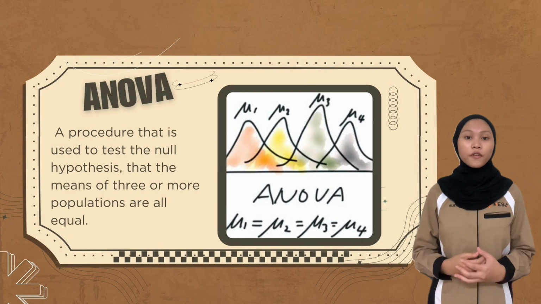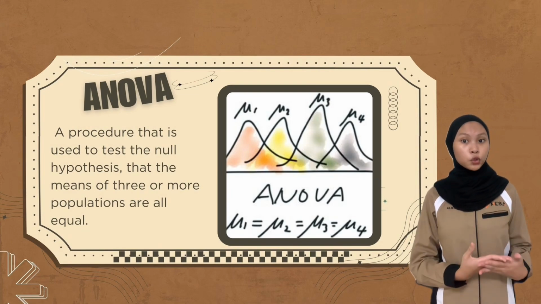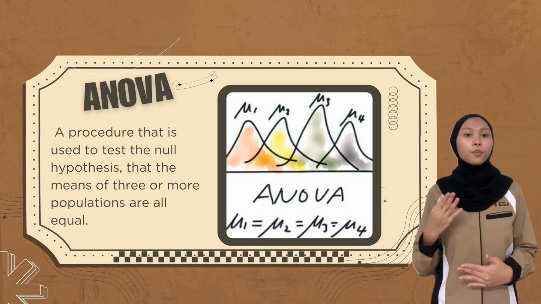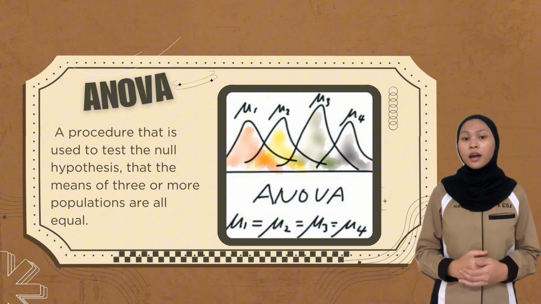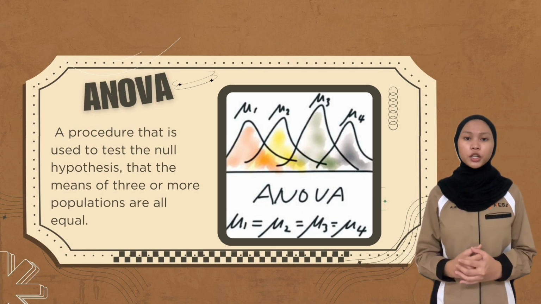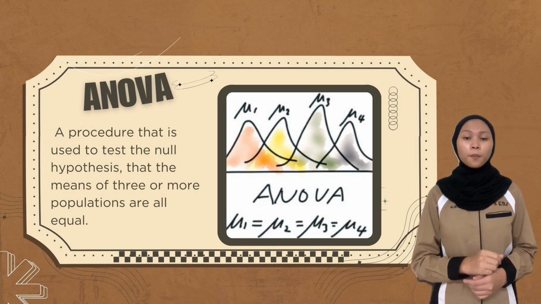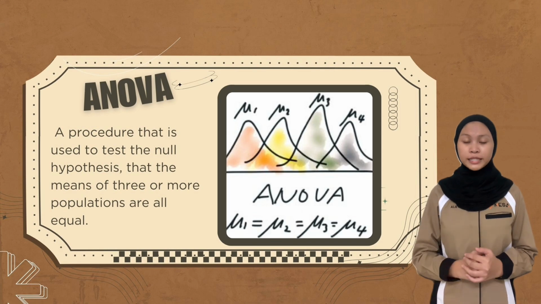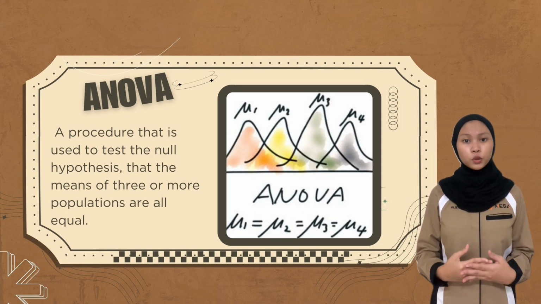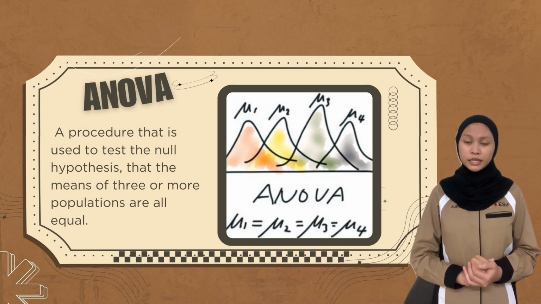The definition of ANOVA is a procedure that is used to test the null hypothesis that the means of three or more populations are all equal. ANOVA, short for analysis of variance, provides such a procedure. It is used to compare three or more population means in a single test. The analysis procedure also can be used to compare two population means.